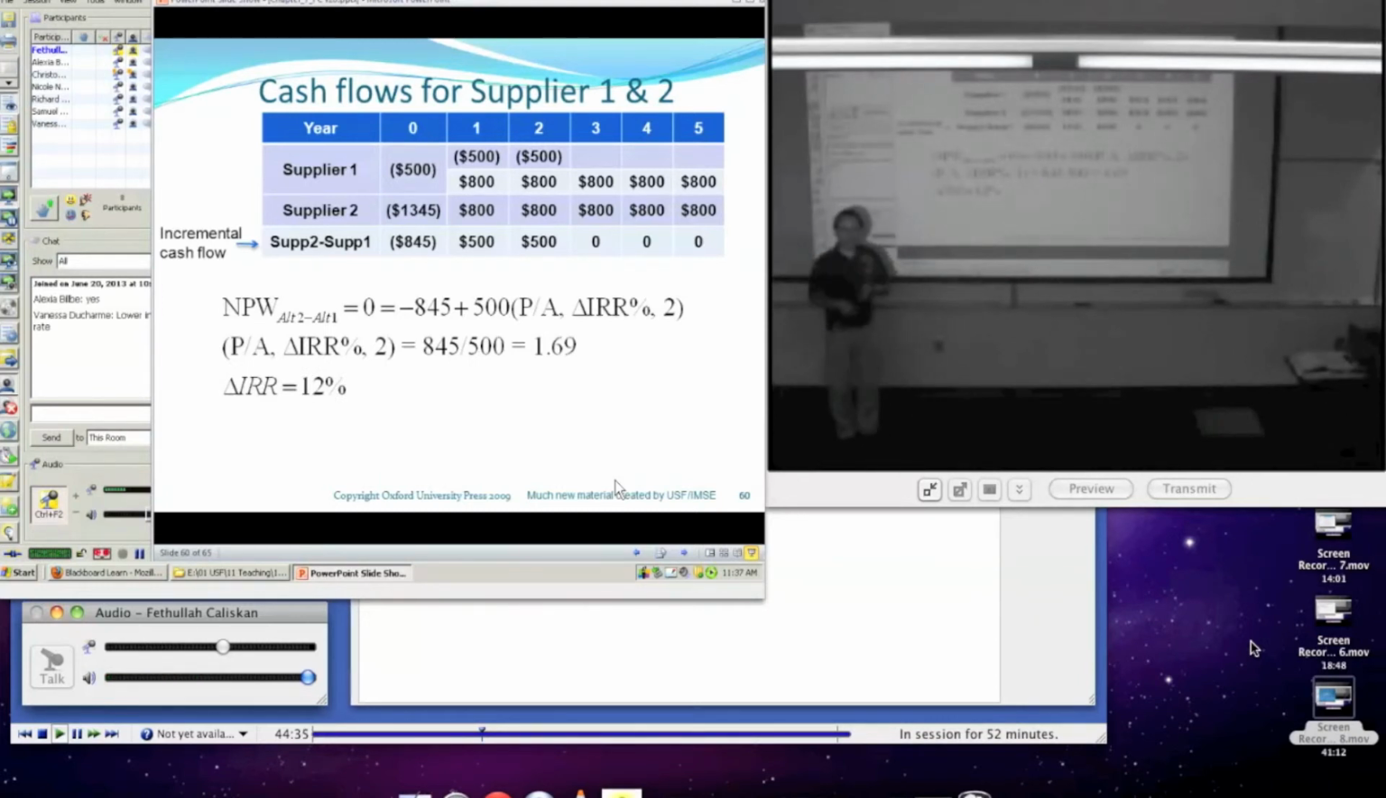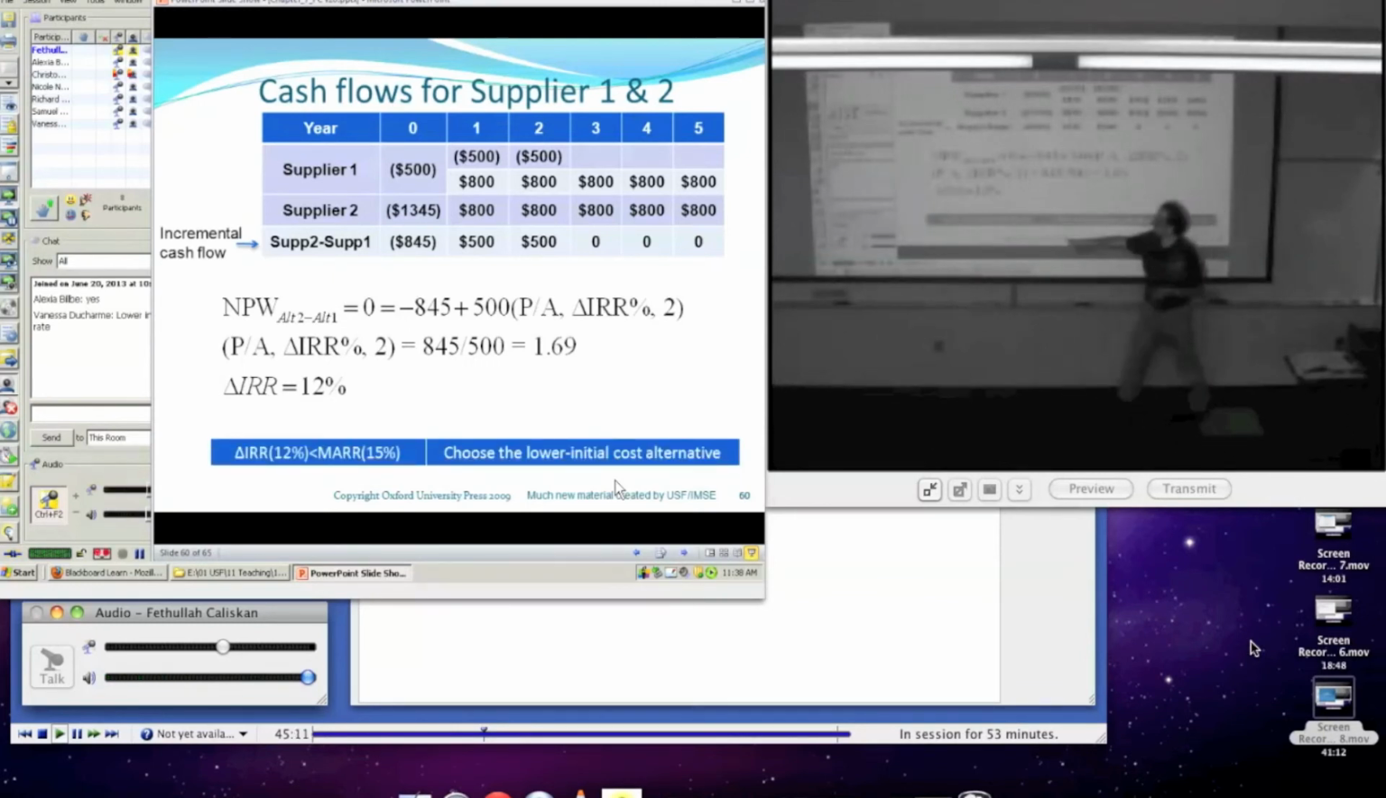Now, if I increment from supplier 1 to supplier 2, and my incremental rate of return is 12%, is it desirable jumping from supplier 1 to supplier 2? No, because it's less than 15% minimum attractive rate of return. Incremental rate of return is less than minimum attractive rate of return. So keep with the lower initial cost. Keep with the supplier 1. Remember this rule. Incremental rate of return is less than minimum attractive rate of return, choose the lower initial cost.